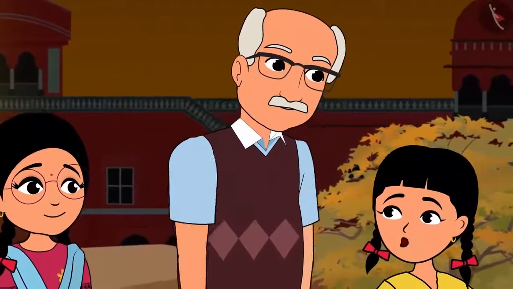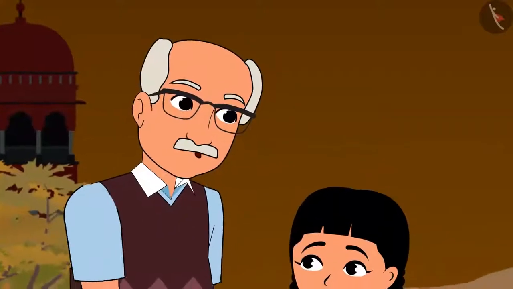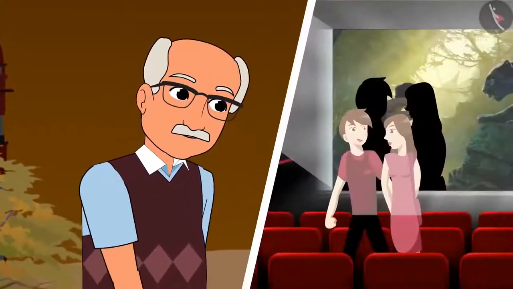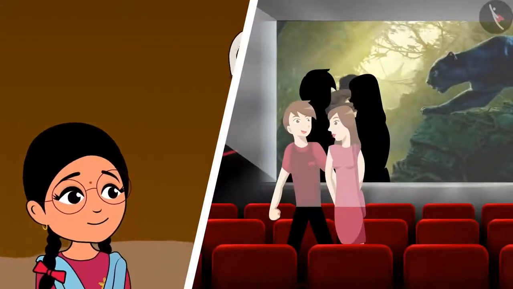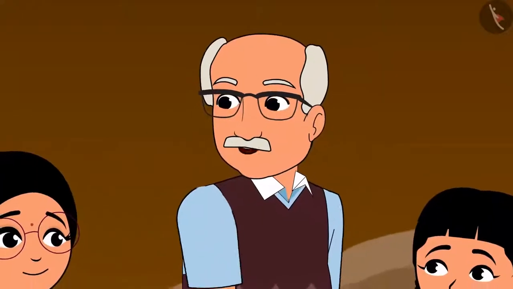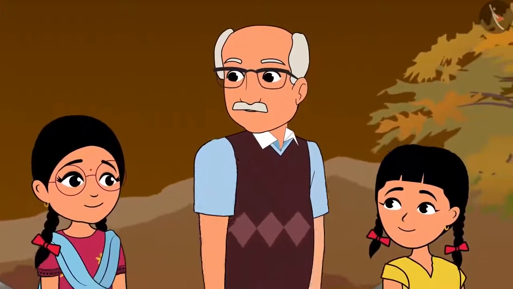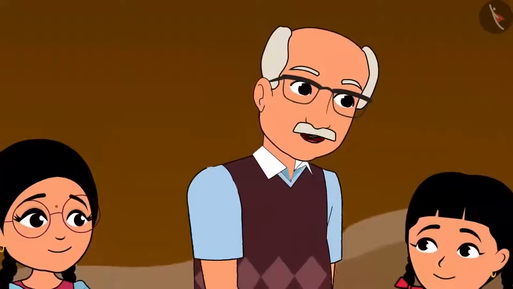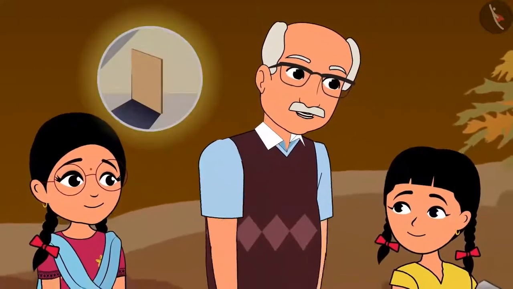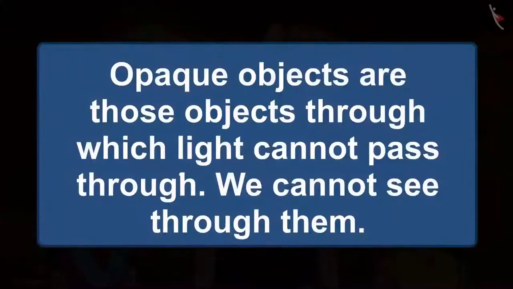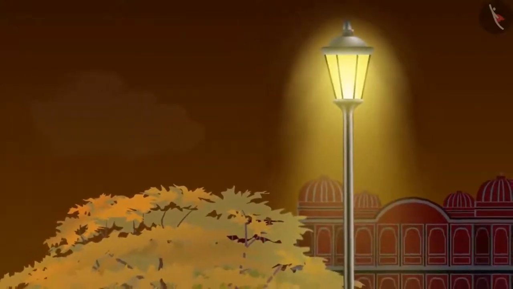Dadaji, the story of Jungle Book was quite good. But when the people in front were going out, we could not see anything properly on the screen. Children, on the screen in the cinema hall we saw the shadows of those who were standing in front of the projector. Yes, the light was falling on them. Is this why that happened? Well said. This happened because they were standing in front of the projector from where the projector's light was coming. Light travels in a straight line. Whenever an opaque object comes in between the light, a shadow of the object is formed. Like the light that is coming from the street lamp, it is falling straight.